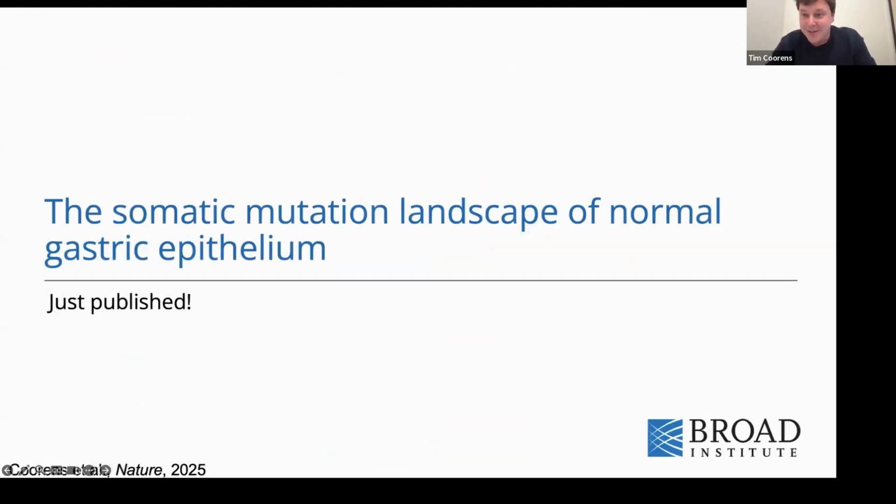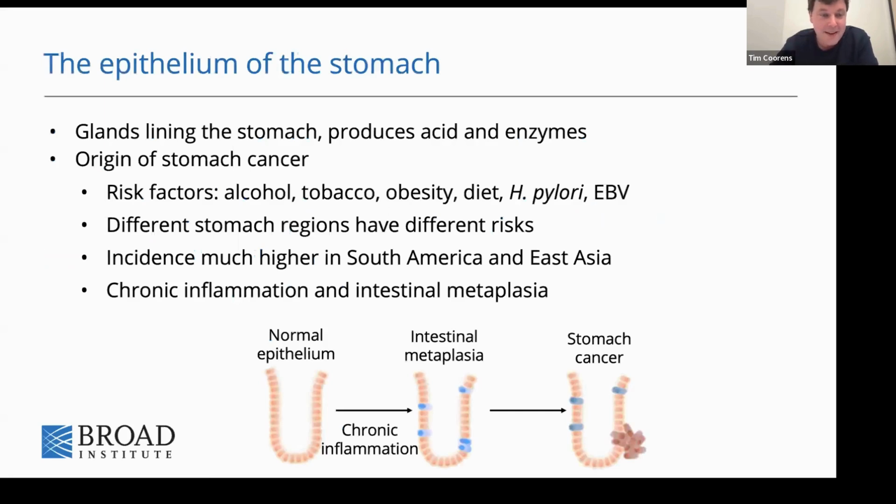Now, the study I'll talk about for most of the time here is something that was just published a few weeks ago. It's the somatic mutation landscape of normal gastric epithelium. So I've talked to you about a few different epithelial tissues, just giving you a bit of broad background about what we know. And now we'll zoom in on the stomach particularly. And I hope to convince you that there are some really exciting and intriguing things happening in this particular tissue.